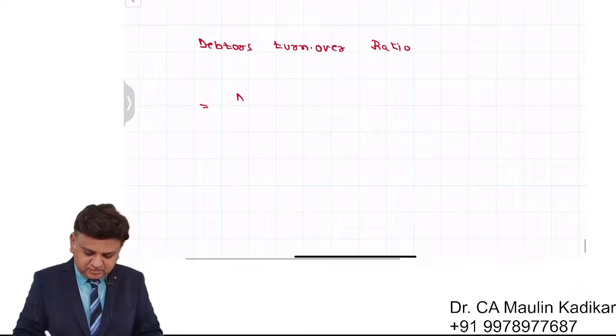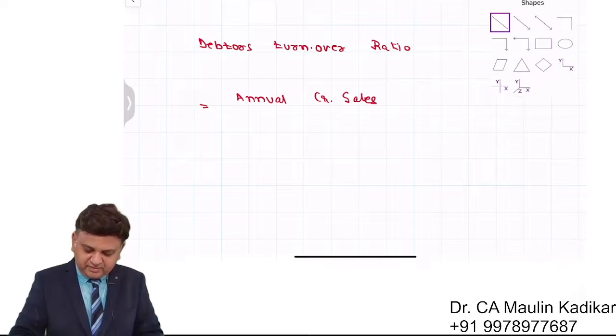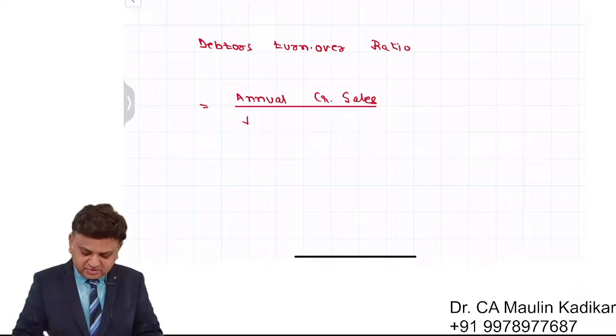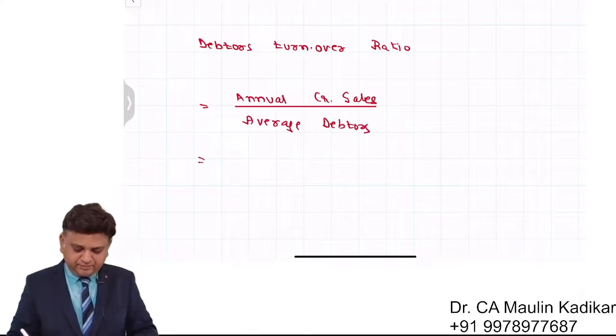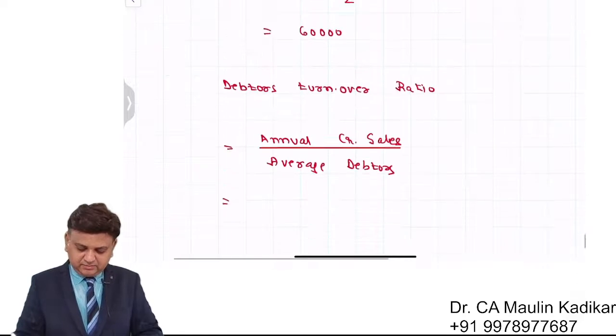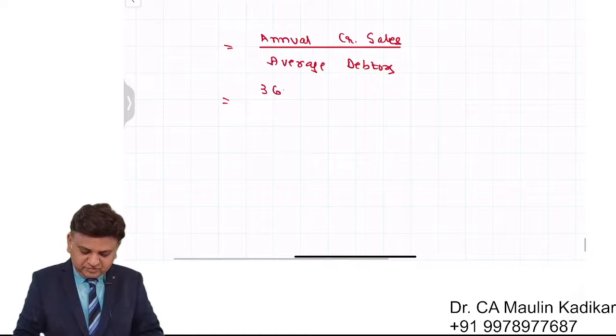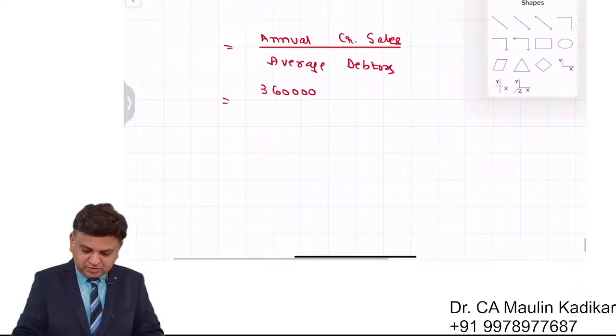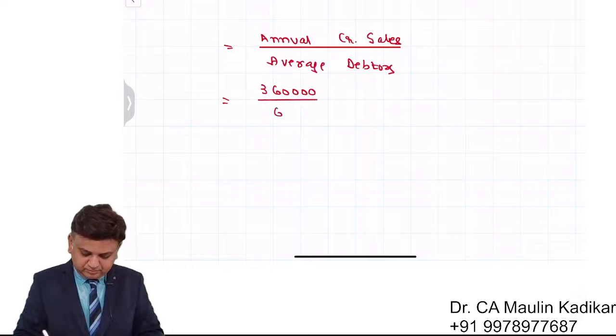In that case, annual credit sales divided by average debtors. Annual credit sales is an amount of 3,60,000, divided by average debtors of 60,000. That comes to 6 times.